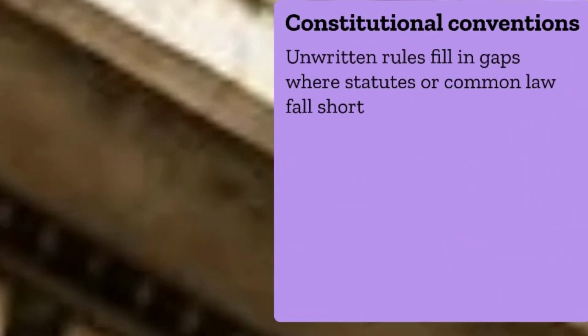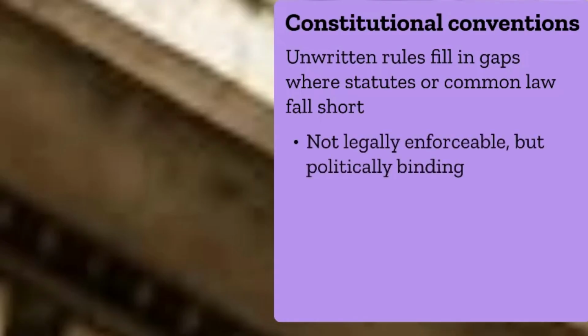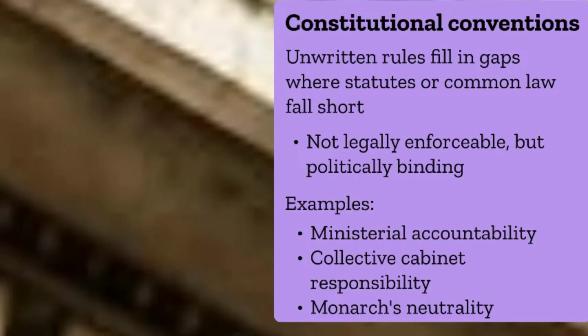Constitutional conventions are unwritten rules that fill in the gaps where statutes or common law falls short. Generally, they are not legally enforceable, but they can be politically binding. And we have some examples of this. First of all, being ministerial accountability.